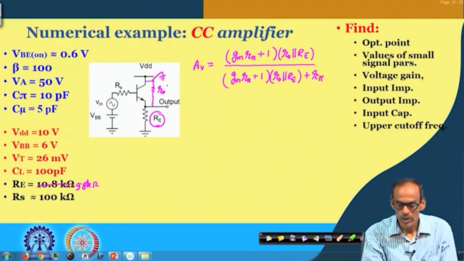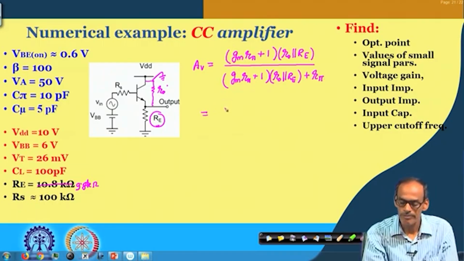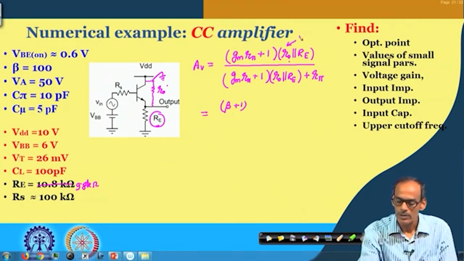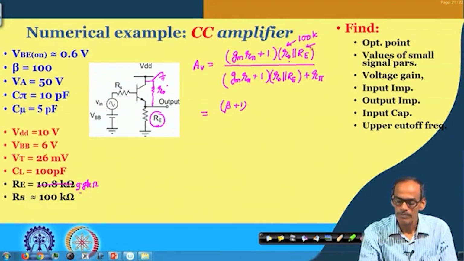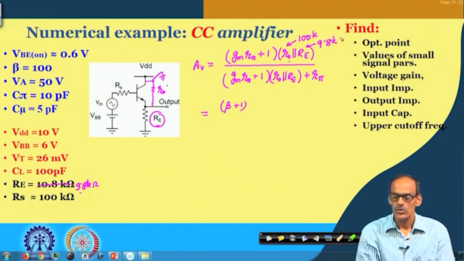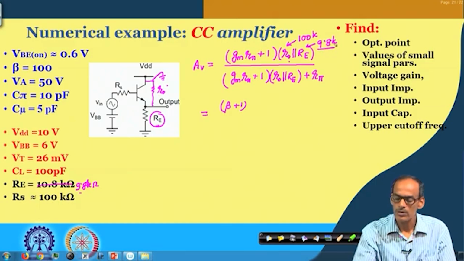So, what are the changes we do have here? This is of course beta plus 1. Now, R o is 100 K, and R E is 9.8 K, right. To be more precise it will be close to 9.5 or something like that, but whatever it is, say we approximate by this R E, say 9.8 K.